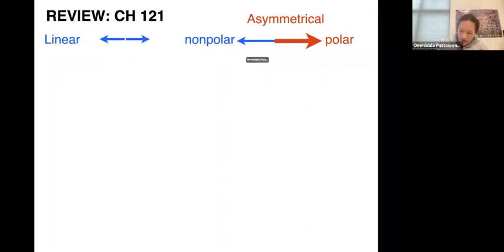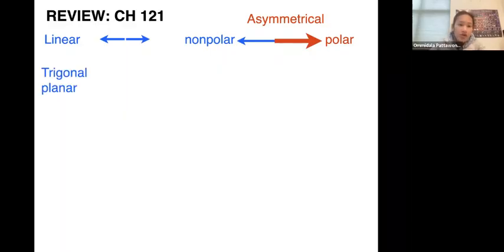Okay. However, again, if you have one pull toward itself stronger than the other, you are creating an asymmetrical dipole. In this case, you are going to end up with a dipole moment, and the molecule would be polar.